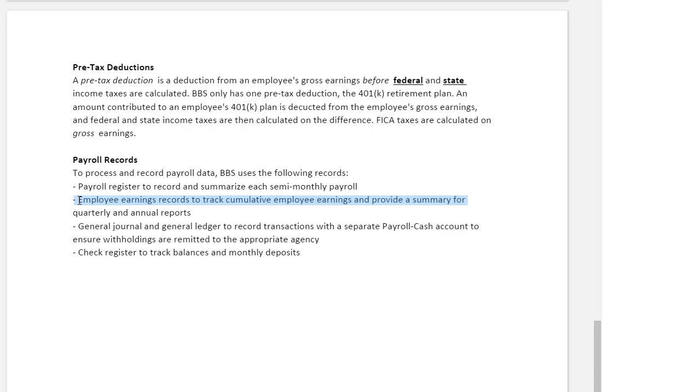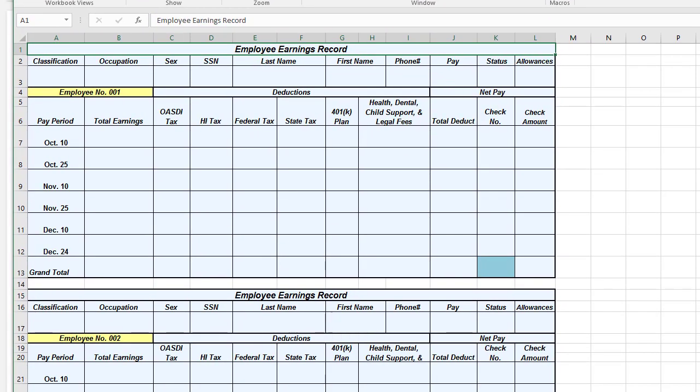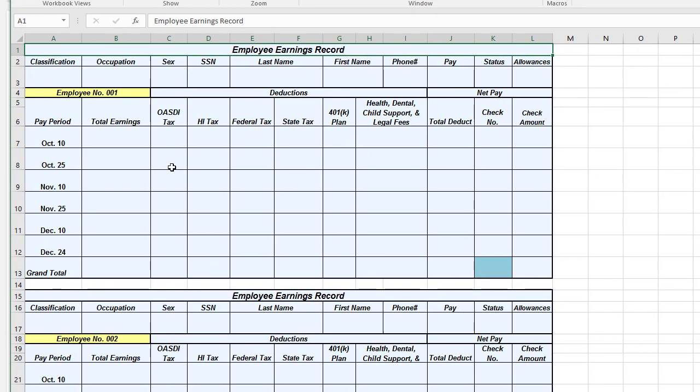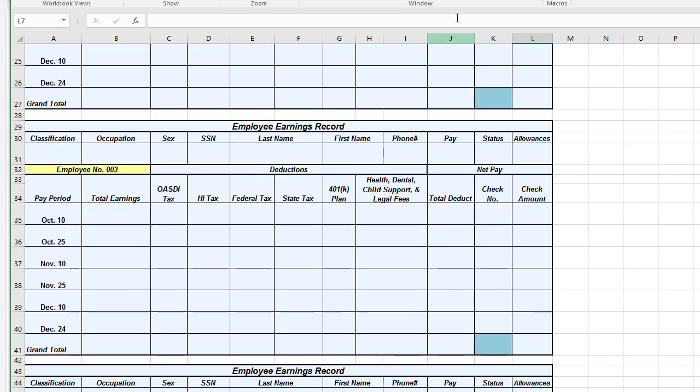Employee earnings records are used to track cumulative employee earnings and provide a summary for quarterly and annual reports. Let's look at that. So here are the employee earnings records that you have. They're blank. So when this employee number 1, whoever that is, according to your tables, whenever they get paid, you will fill this out. Fill in the total earnings, OSTI tax, Medicare tax, federal tax, state tax, 401k, etc. All these deductions, total the deductions. You write the check number here, and then the net pay goes there. And you will fill that out for each employee.